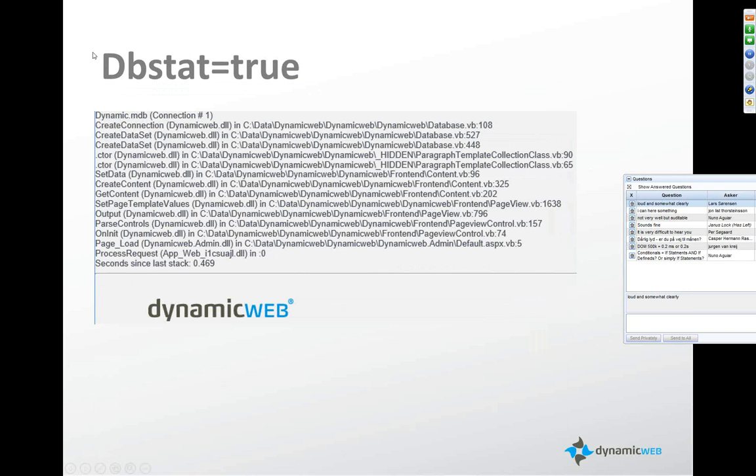The second one is called Dbstat equals true, and this is the same page, and we only have one connection, and that's the one getting all the paragraphs from Dynamicweb. We can see we get a lot of weird code here. That's the stack trace of where this was called. On a custom solution, you can also do this, and you would see your custom code if it calls databases.